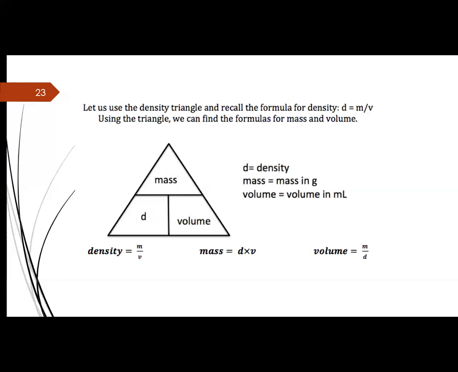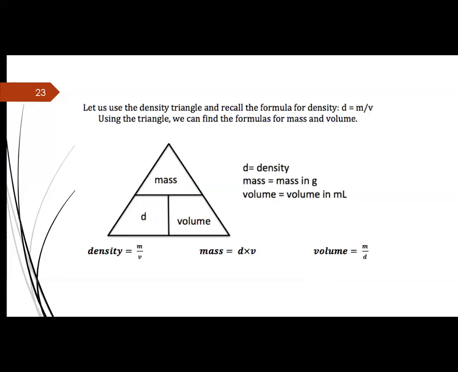On the other hand, if we are looking for our volume, we could cover up our volume. And to find volume, we could see this as being our mass divided by our density. The last way to do that is if we wanted to look for our mass. So if we want to look for our mass, we cover that one up, and we then get this density times our volume to find our mass. And so a density triangle helps us see those relationships between all of them without having to memorize all those formulas at the bottom.